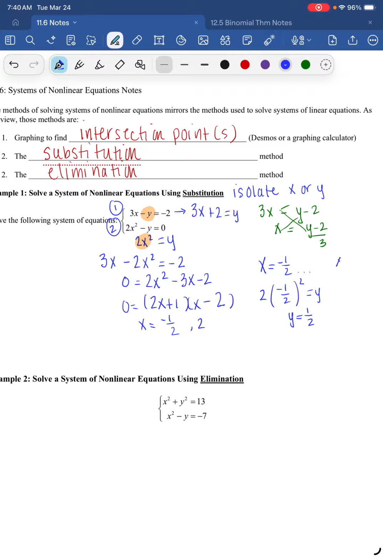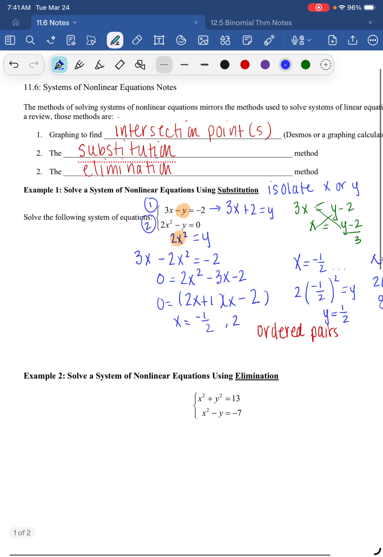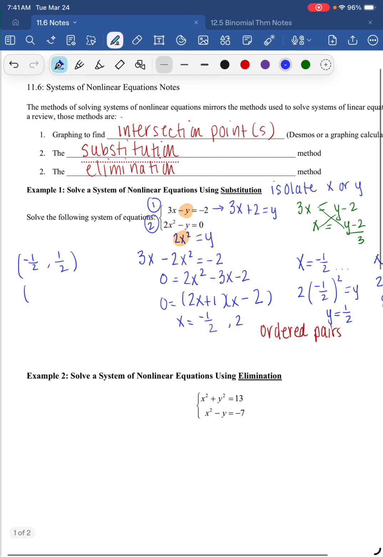And if x is equal to 2, that's going to be 2 times 2 squared. Watch out for your order of operations. That is not 4 squared. It's 2 times 2 squared, which is 8. Okay, your final answer must be ordered pairs. You need to indicate which x goes with which y. So when x was negative 1/2, y was positive 1/2, and when x was 2, y was 8.